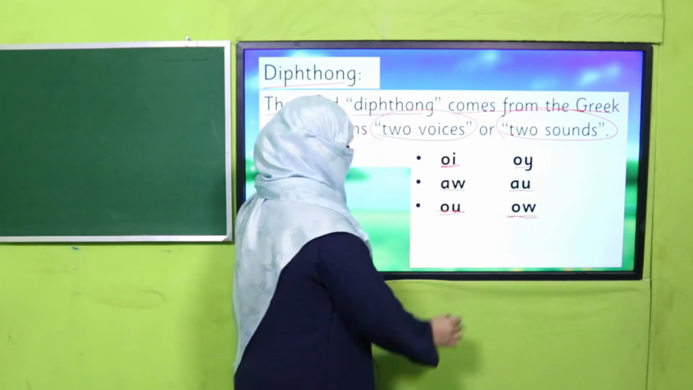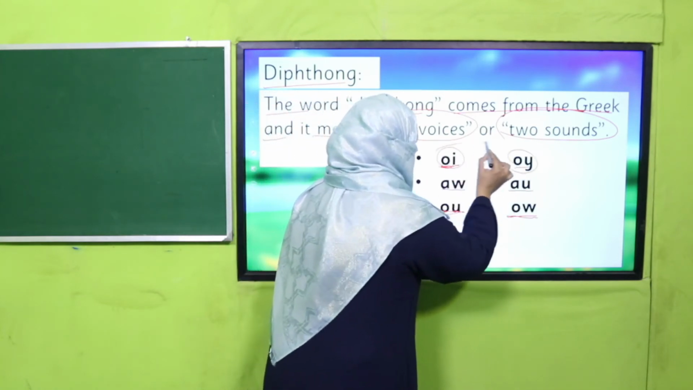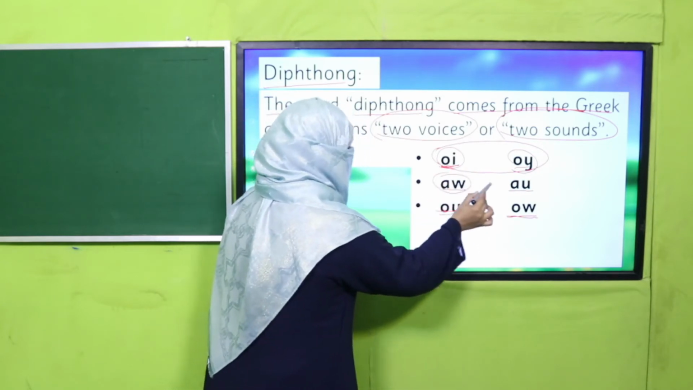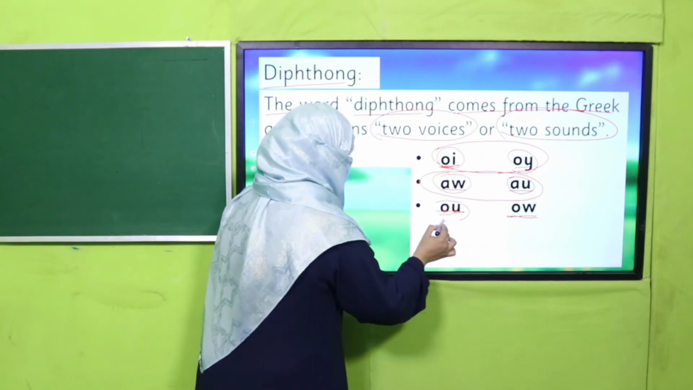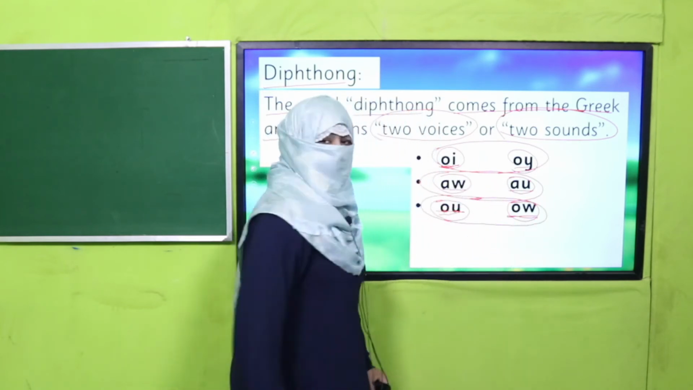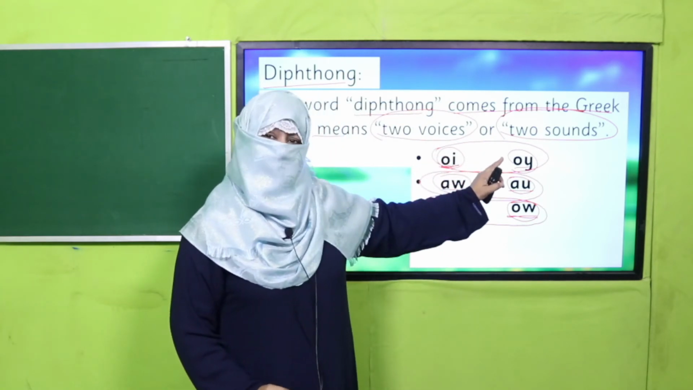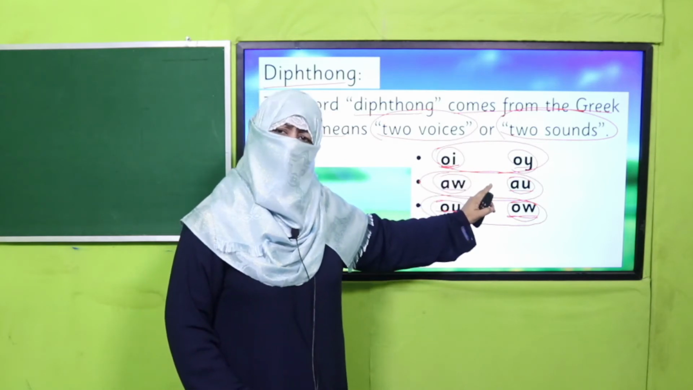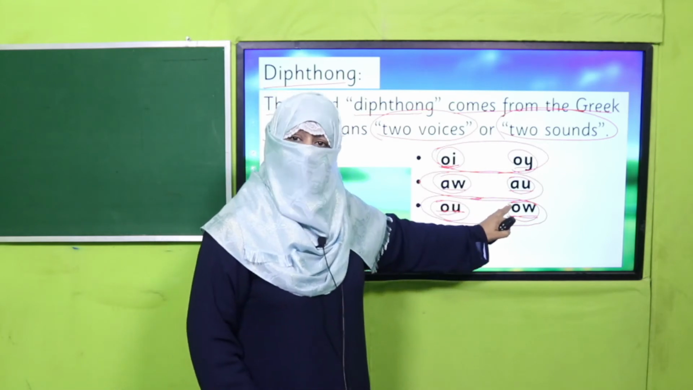Now you see these two letters and these two letters have the same sound. AW, AU have the same sound. OU, OW have the same sound. Again, what sounds do they have? OI says oy, OY says oy. AW says aw. AU says aw. OU says ow. OW says ow.